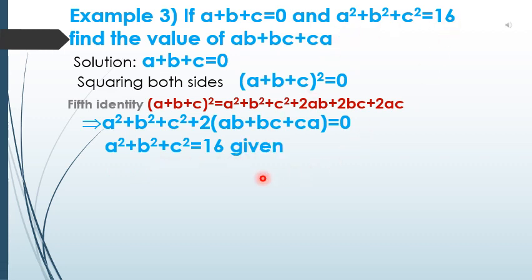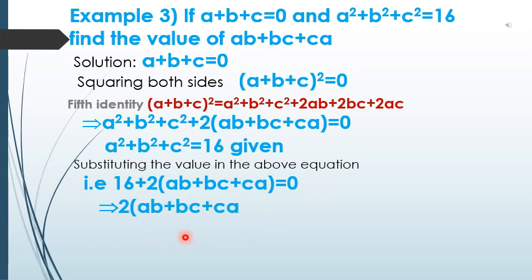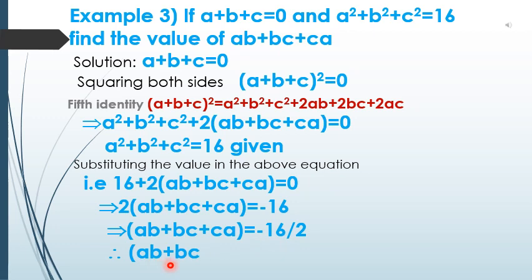a square plus b square plus c square is equal to 16, is given. Substituting the value in the above equation, that is 16 plus 2 into (ab plus bc plus ca) is equal to 0, implies 2 into (ab plus bc plus ca) is equal to minus 16. This implies ab plus bc plus ca is equal to minus 16 by 2. Therefore, ab plus bc plus ca is equal to minus 8, isn't it?